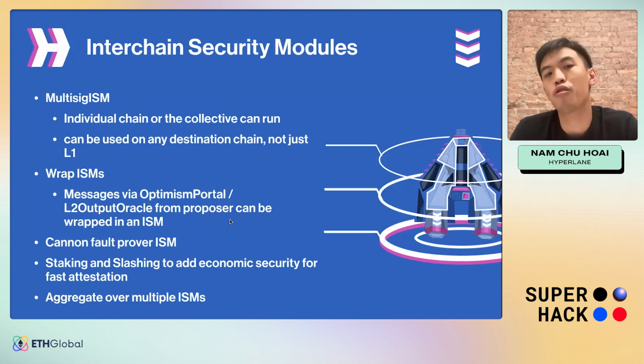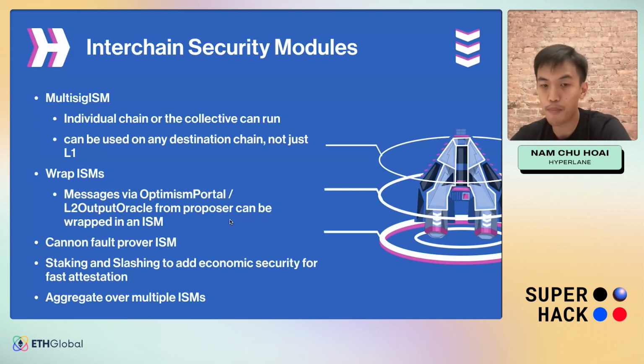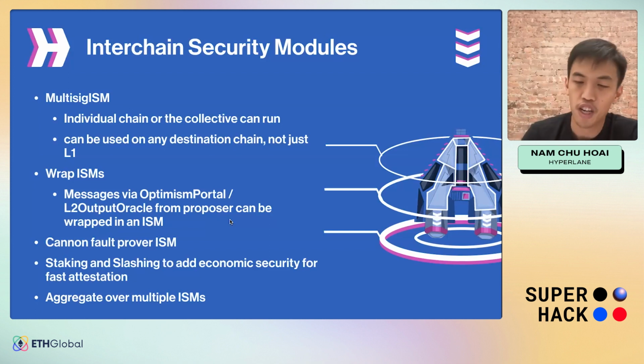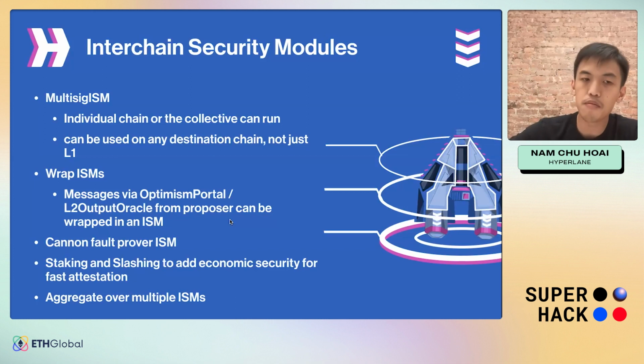You can also wrap the Optimism portal and L2 output oracle into an ISM itself, and then allow different tokens to have different security mechanisms under the same interface. Once you have this mailbox and modular interface, you could also move the Cannon fault prover in as an ISM, and therefore allow tokens to selectively move into different proving mechanisms.